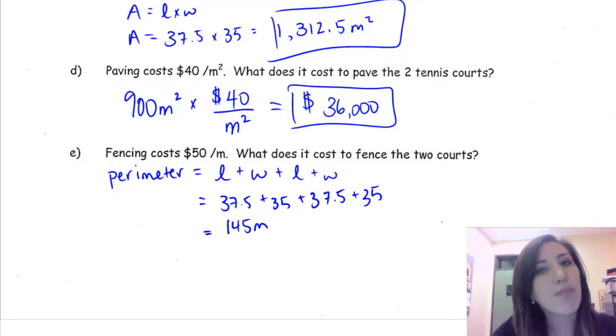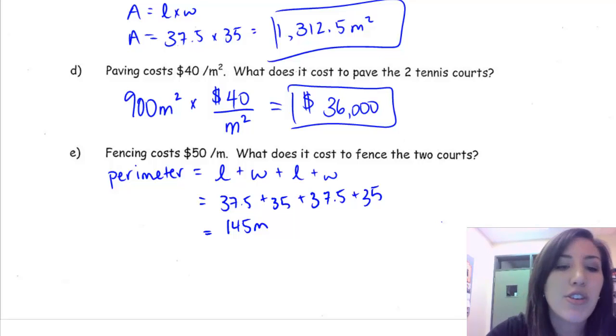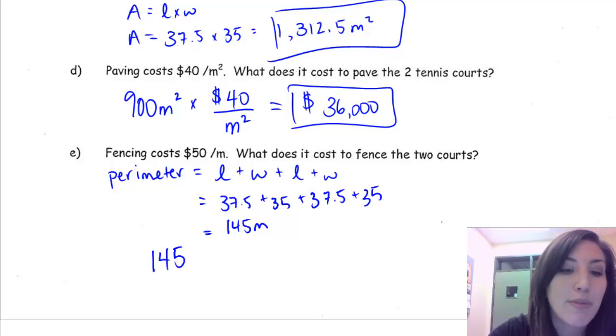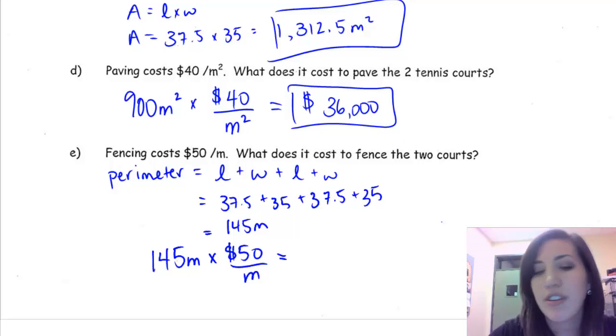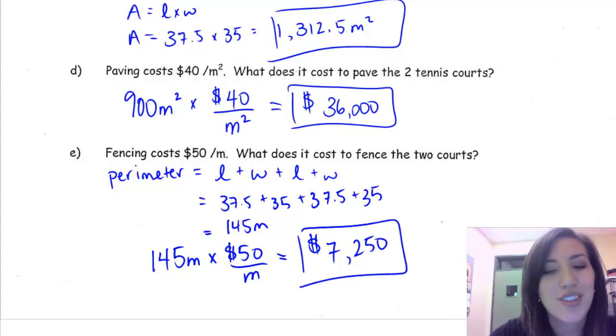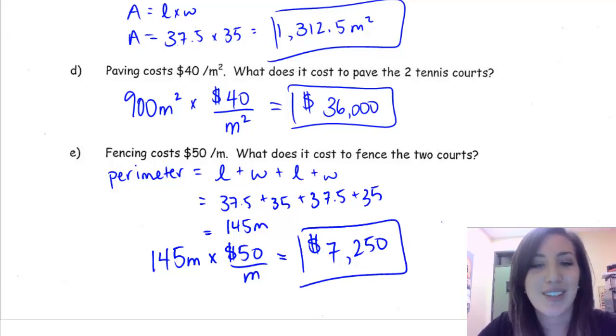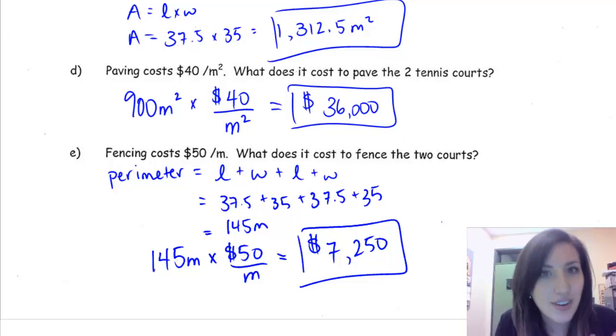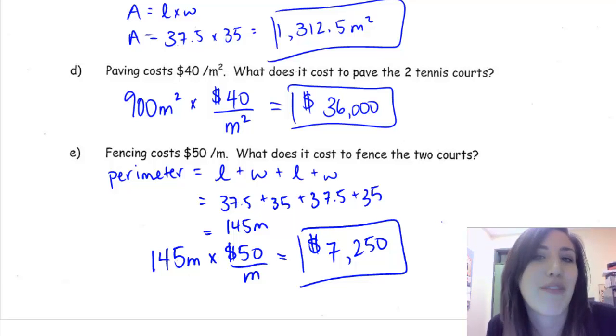So that's just the perimeter of the fence. So if that's the perimeter, 145 meters, and it costs us $50 each meter, then 50 times 145 gives us a cost of $7,250 in order to fence the whole tennis court area, including those little 2.5 meters.